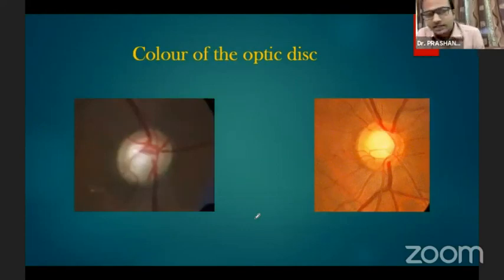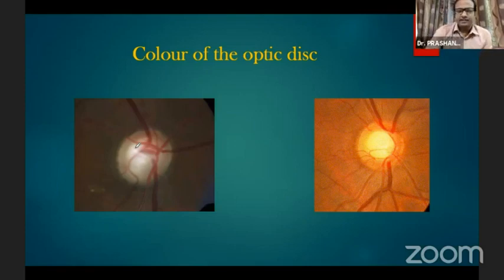Next point to note is the color of the optic disc. Color is very important in the evaluation of the optic nerve head, because color will give you a guide to different diseases. If you see a pallor like this in the optic disc, which is very significant, you should think of pathology other than glaucoma. Apart from cupping, you have to see the pallor.